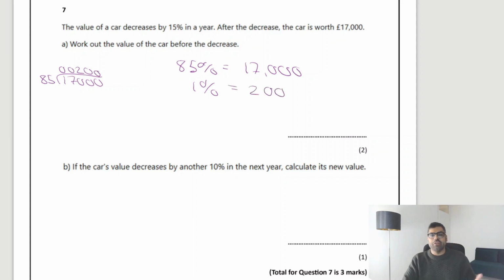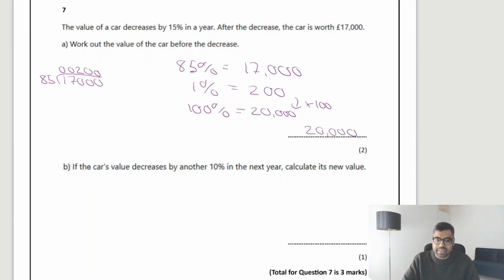When you looked at this originally, we thought, wow, this is going to be really difficult to answer. We're going to have to do 17,000 divided by 85. It's non-calculator, how am I going to do it? But you have to remember, it's only question 7. They're not going to make the question too tricky at this point. So 1% is 200. We want 100%, which means we're going to have to times it by 100. So 100% is equal to 20,000. And that is the original value of the car before the decrease. And we have 2 marks for that.